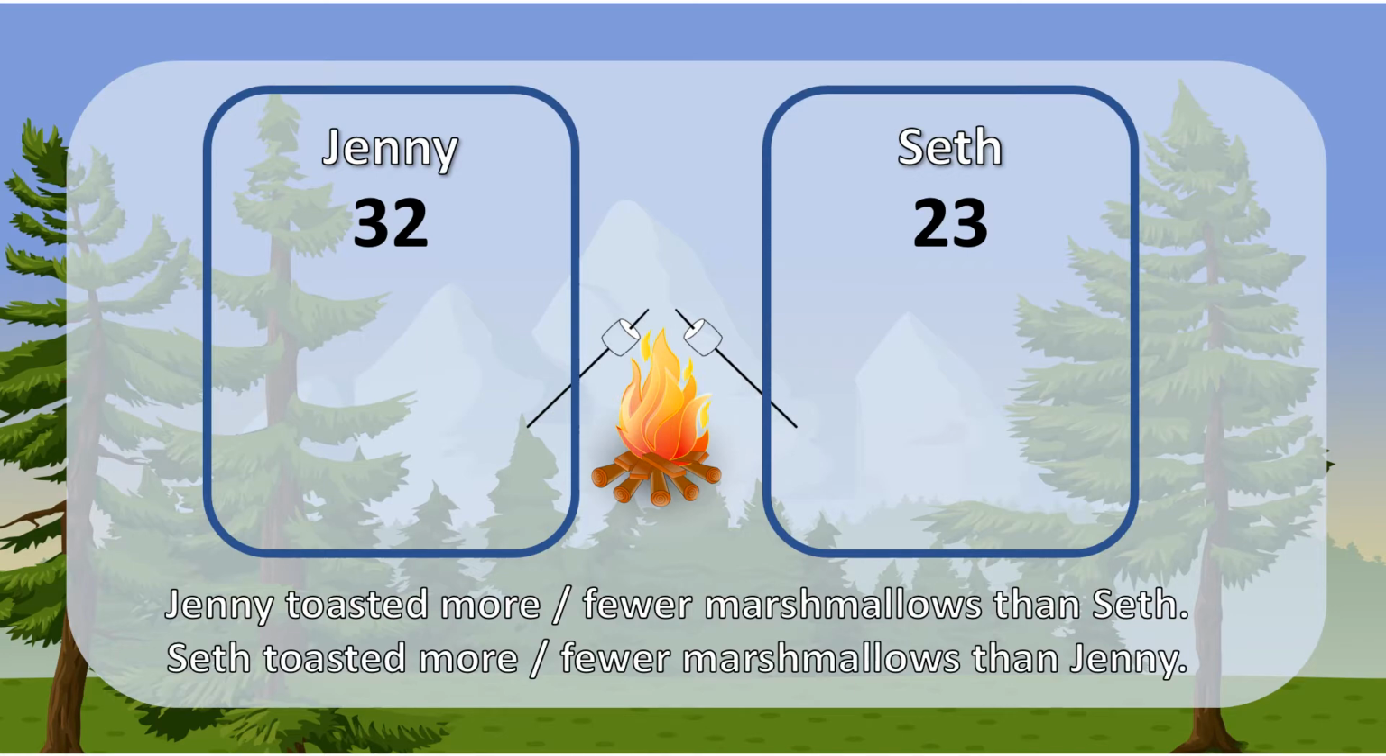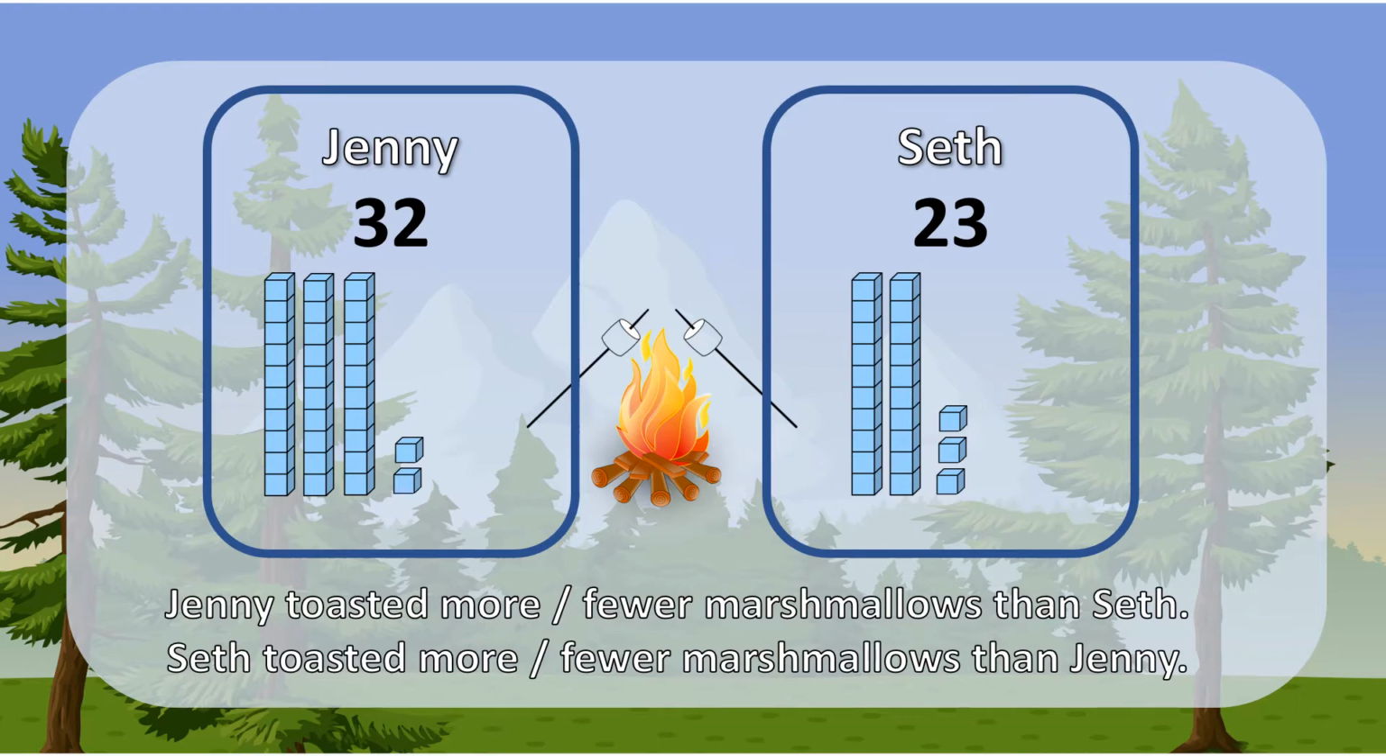In order for us to determine who toasted more and who toasted fewer marshmallows, we have to look at the numbers themselves. Look at this model of the number 32. We have 3 10s and 2 1s. Look at the model of the number 23. We have 2 10s and 3 1s.